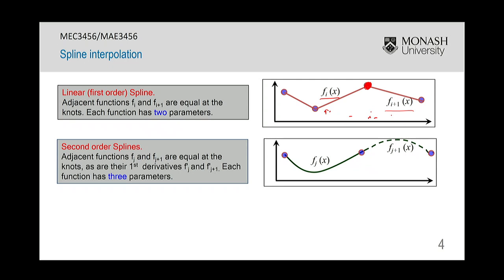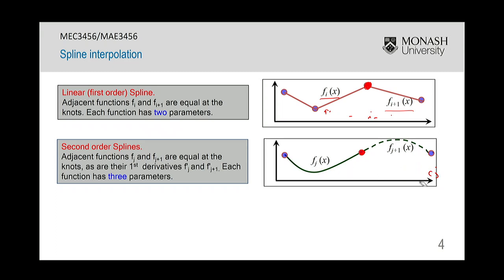The next thing we could do is we could fit second order splines. So adjacent functions are fj of x and f(j+1) of x. They match at this particular node point here, but also their first derivatives are equal at this point here. Each one of these functions has three parameters. So fj might equal, for example, aj x squared plus bj x plus cj. Okay, so they're quadratic functions.